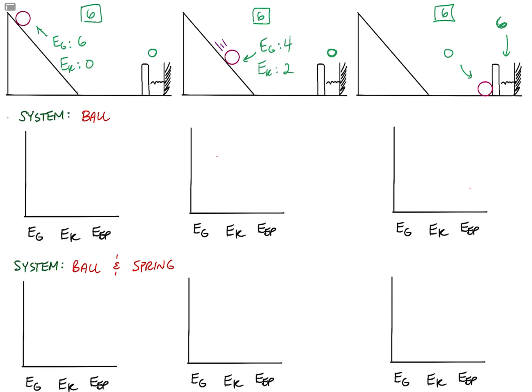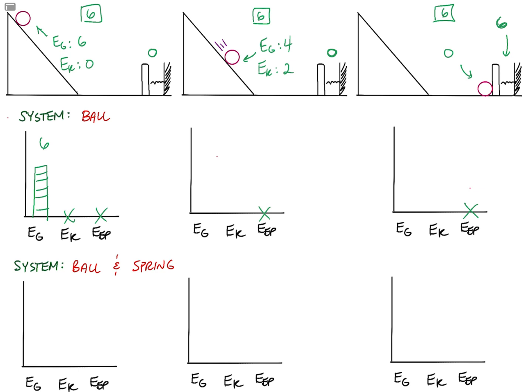Now I can slide down to my graphs down below. I can look at system number 1, which is the ball. I simply ignore the spring. So in diagram number 1, the ball has 6 blocks of EG, so I'm going to put 6 blocks. It has no EK, and the ball doesn't have elastic potential energy. So I'm going to cross out EEP for all 3 of these simply because the ball does not have EEP. We say the ball only has EG or EK. So because the system is the ball, we're never going to have any elastic potential energy. Only the spring would have that.